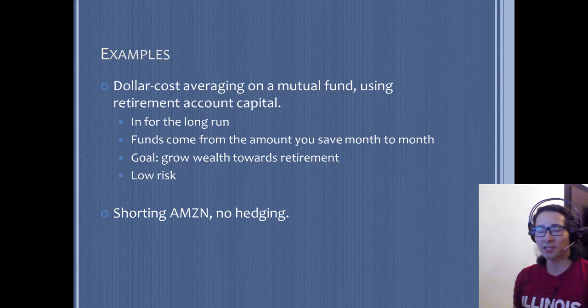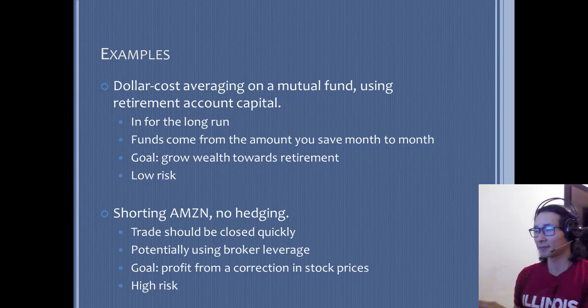Is this investment or is this speculating? Let's see the characteristics. This trade should be closed quickly because we do not want to borrow Amazon stock for a very long time. By opening this position, we are potentially using broker leverage because we are shorting Amazon, so we don't actually own the stock. And anything can happen with its market price.